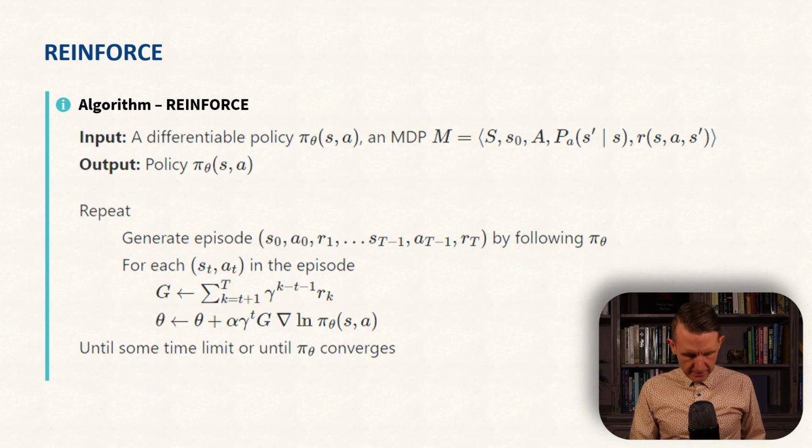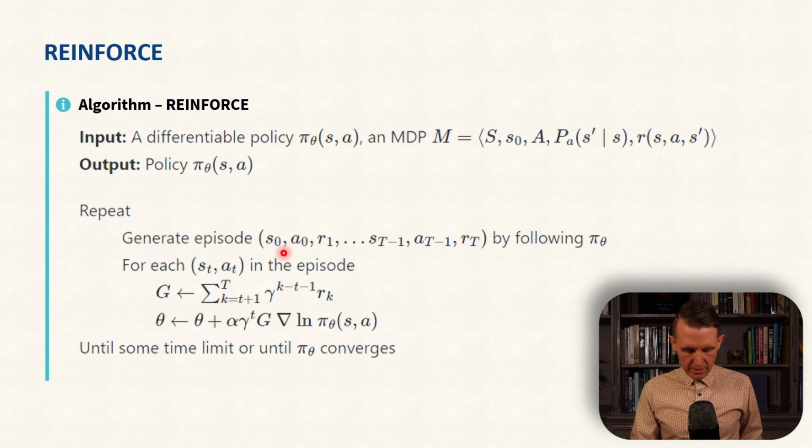Let's have a look at the algorithm here on the screen. REINFORCE takes a differentiable policy as input and a Markov decision process and improves that policy. The policy that we put in is the same policy we get out, but with its parameters changed. REINFORCE is similar to something like Q-learning or SARSA. We repeatedly generate episodes until we reach some time limit or until we see very few changes in our policy. At each point we generate an episode by following the policy pi of theta. So here the episode is in state 0. We select action A0, which gives us reward R1, until we reach a terminal state, which gives us reward RT.